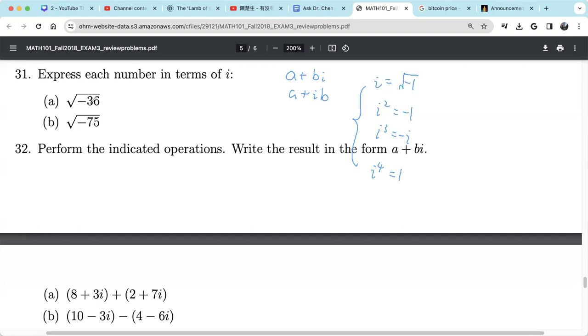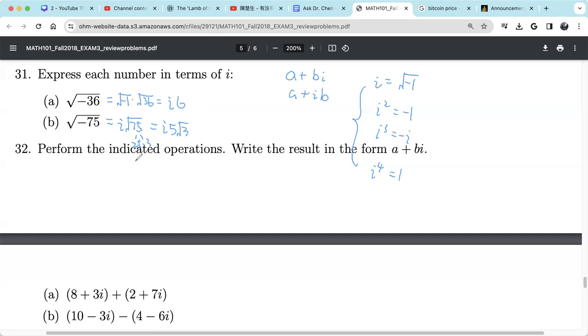So let's see this one. Square root of -36. This is the square root of -1 times the square root of 36. But square root of -1 is defined as i, and square root of 36 is 6. So 6i, or i6. Same thing for this: that's i square root of 75. But square root of 75 can be simplified because 75 is 25 times 3. Square root of 25 is 5. So 5 radical 3 i, or 5 radical 3 with the i put at the end.